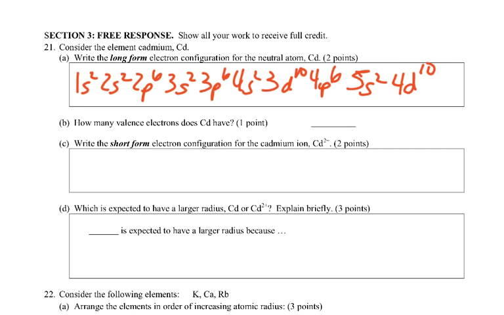How many valence electrons? Let's look for valence. The highest number we have, there they are. So how many valence electrons? There are 2 valence electrons.